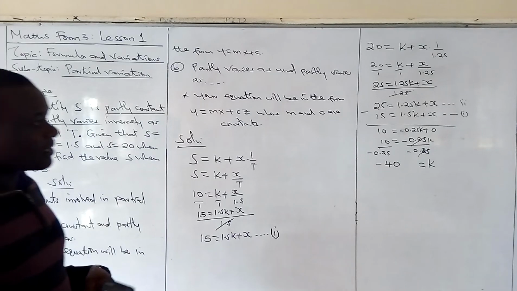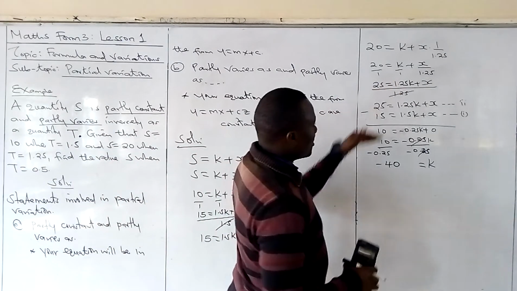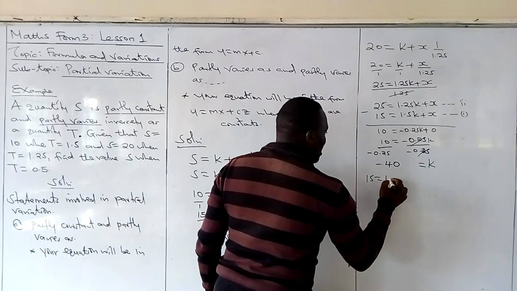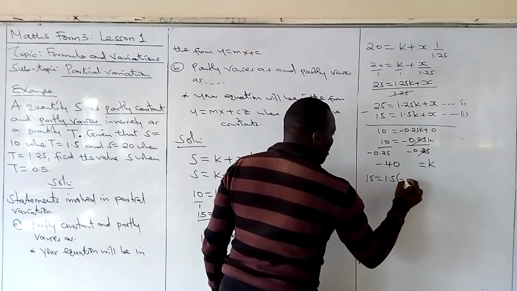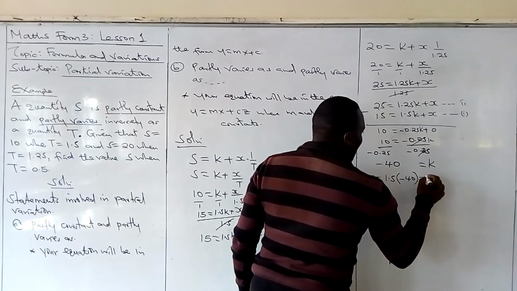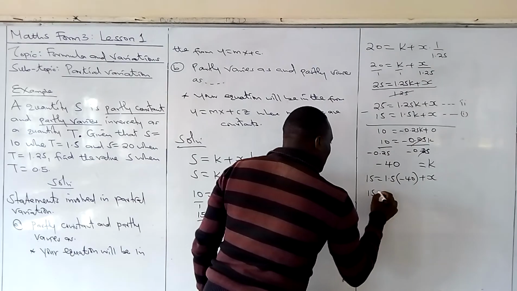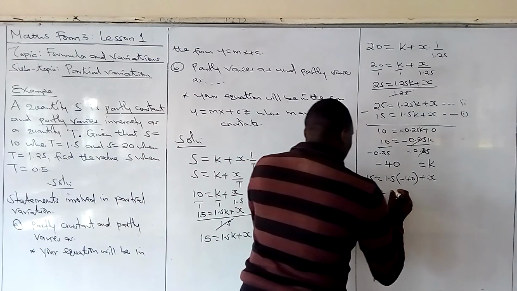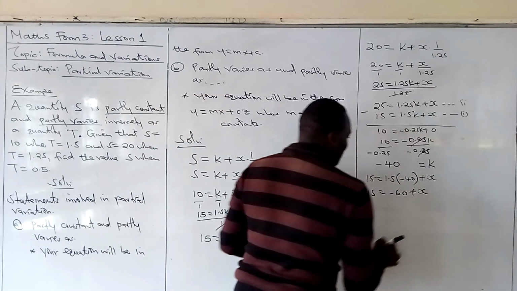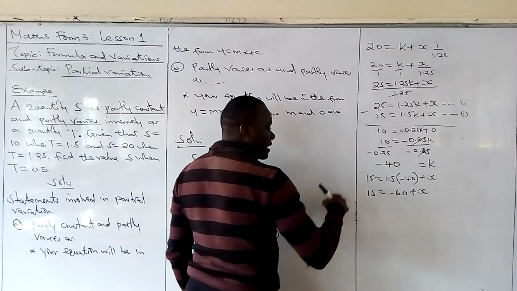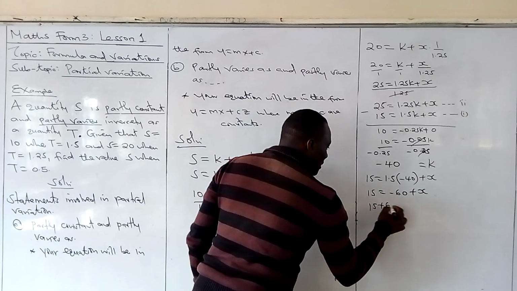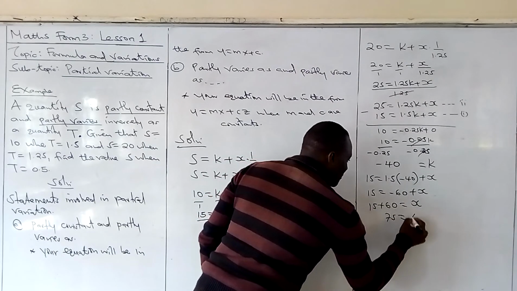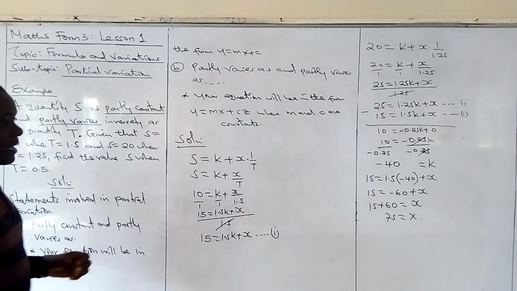So how do we obtain x? We can use any particular equation here. I prefer using the first one. We will say 15 is equal to 1.5 times k, which is now minus 40, then plus x. This is 15 is equal to 1.5 times minus 40, which gives me minus 60, then plus x. We take minus 60 to the other side, it becomes positive. So that is what gives us x. 15 plus 60 gives us 75. So that's what we obtain as x.